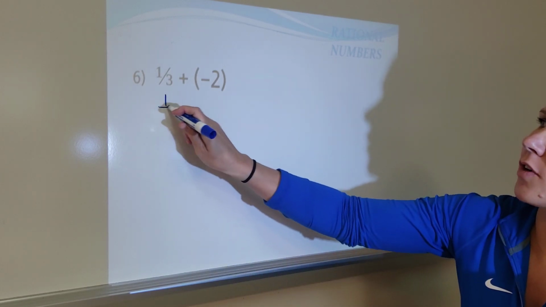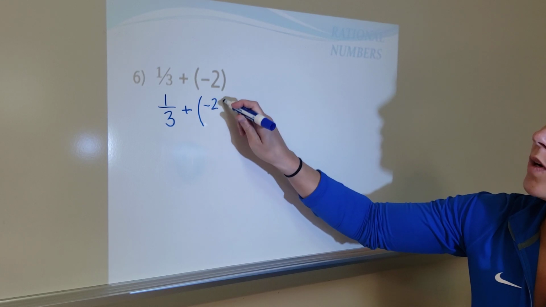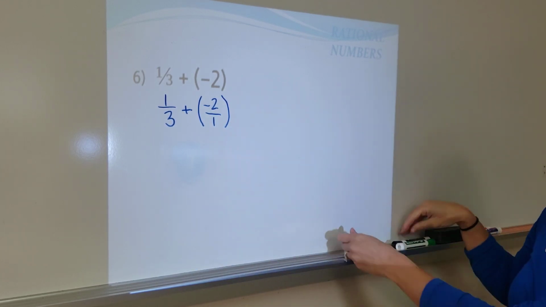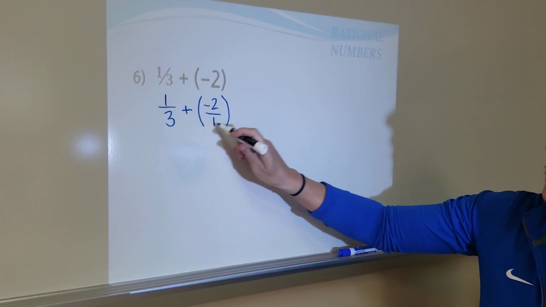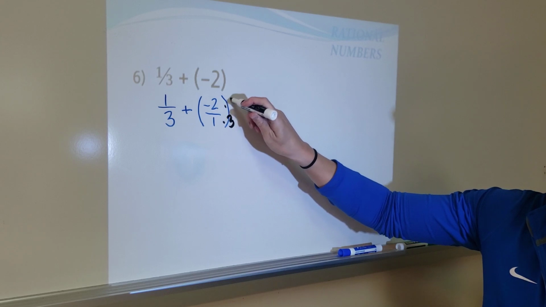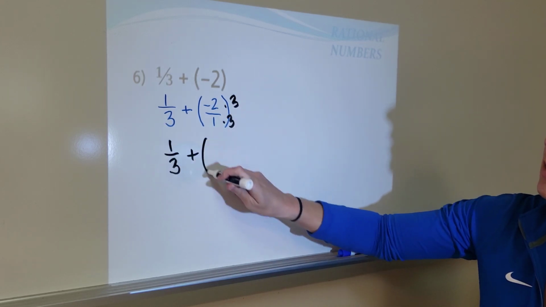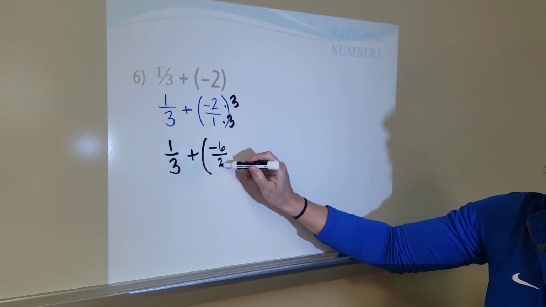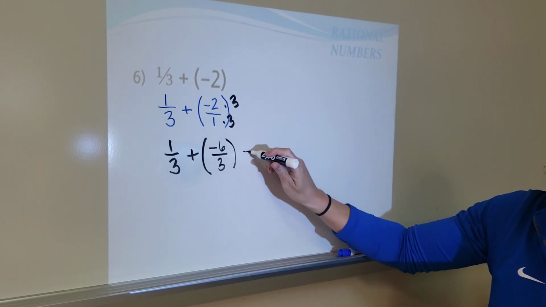But I'm going to write this out as a fraction, 1/3. And if I add negative 2, I can write that as a fraction over 1. Now, if you remember with fractions, we need to find a common denominator. Common denominator here would be 3. So if I multiply top and bottom by 3, this would be 1/3 plus, this would now become negative 6/3. Well, think, negative 2 is the same as negative 6/3. Now I can add them together.